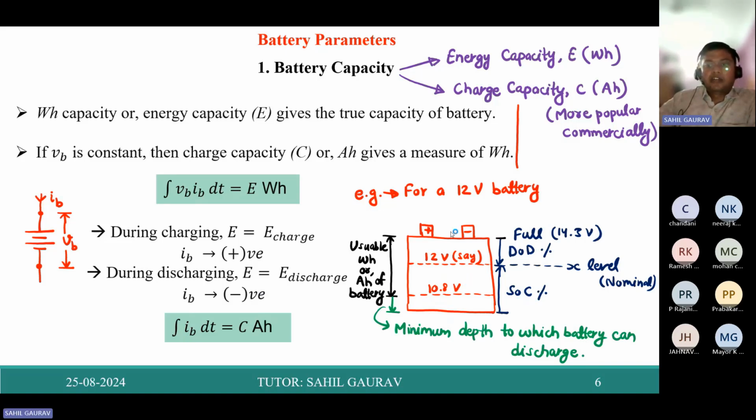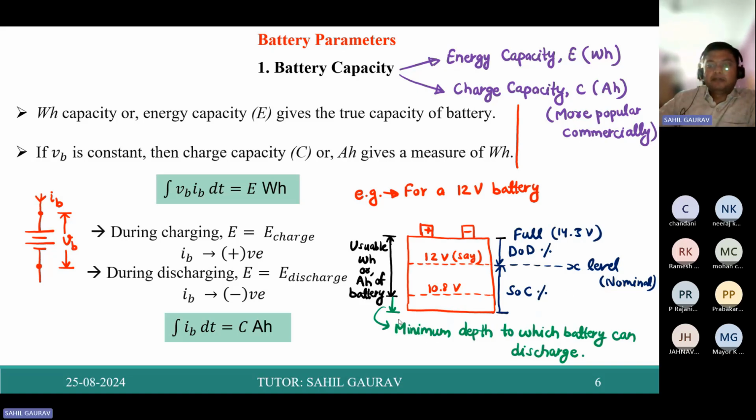Now let us take the case of a 12 volt battery. At full charge, its voltage comes to 14.3 volts. In a battery, the voltage is not always constant practically. The voltage varies depending upon the state of charge, the storage charge inside the battery. So let us take a nominal level of 12 volts, with a certain depth of discharge, and nominally take the state of charge as 80% of the ampere hour capacity, which gives an output of 12 volts. This we take as the nominal voltage rating of the battery.